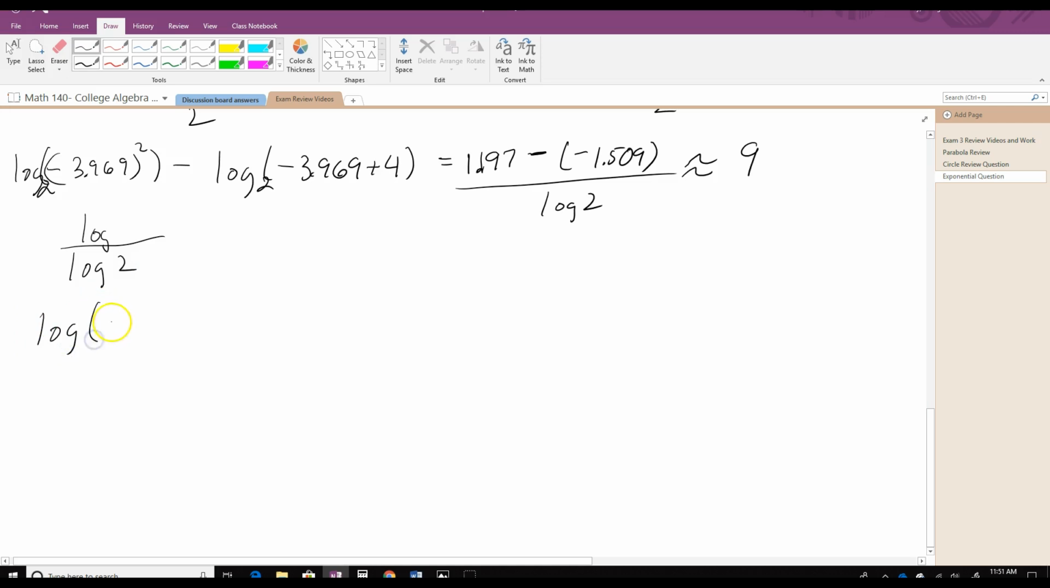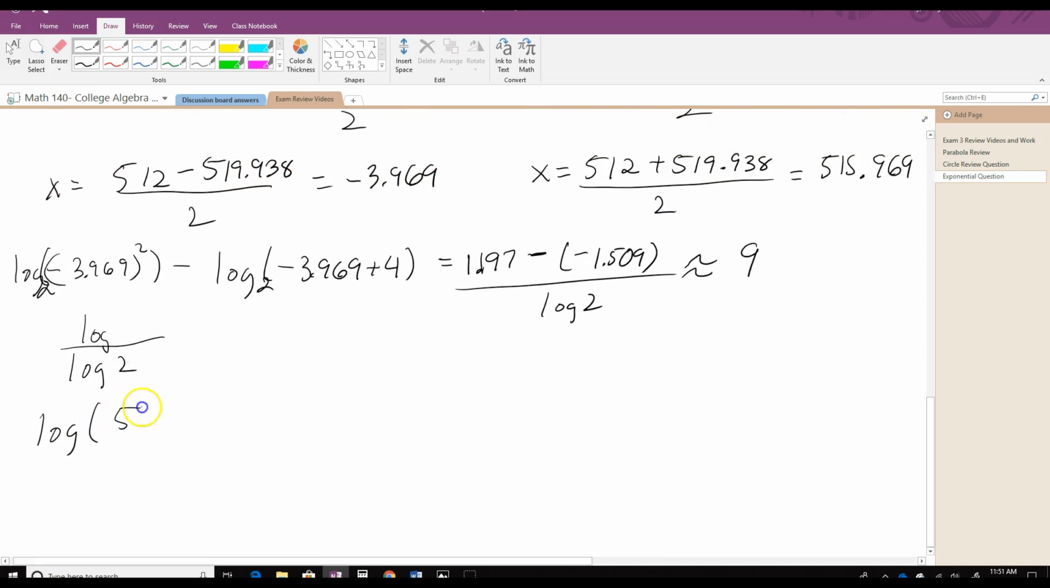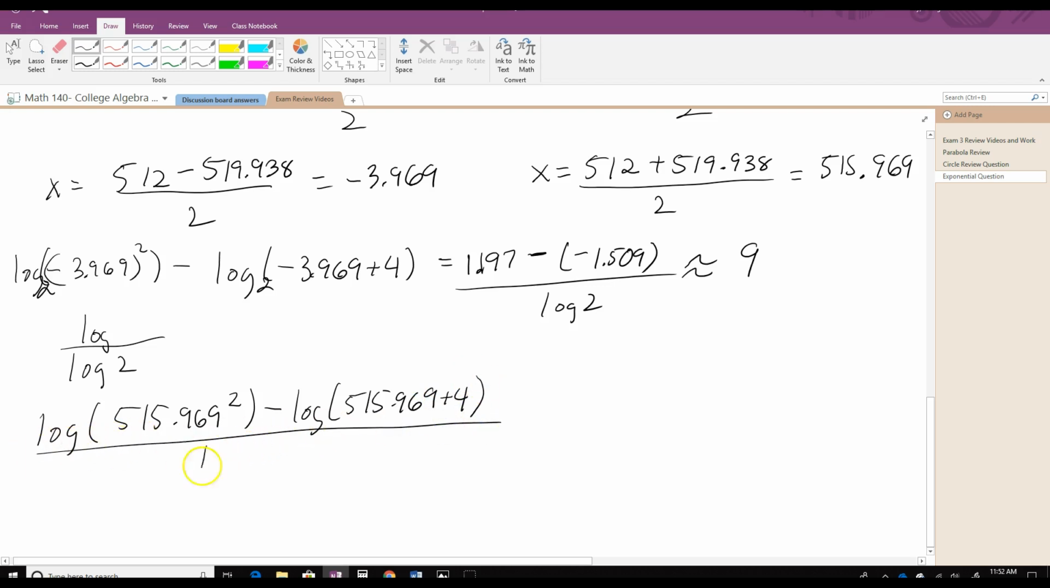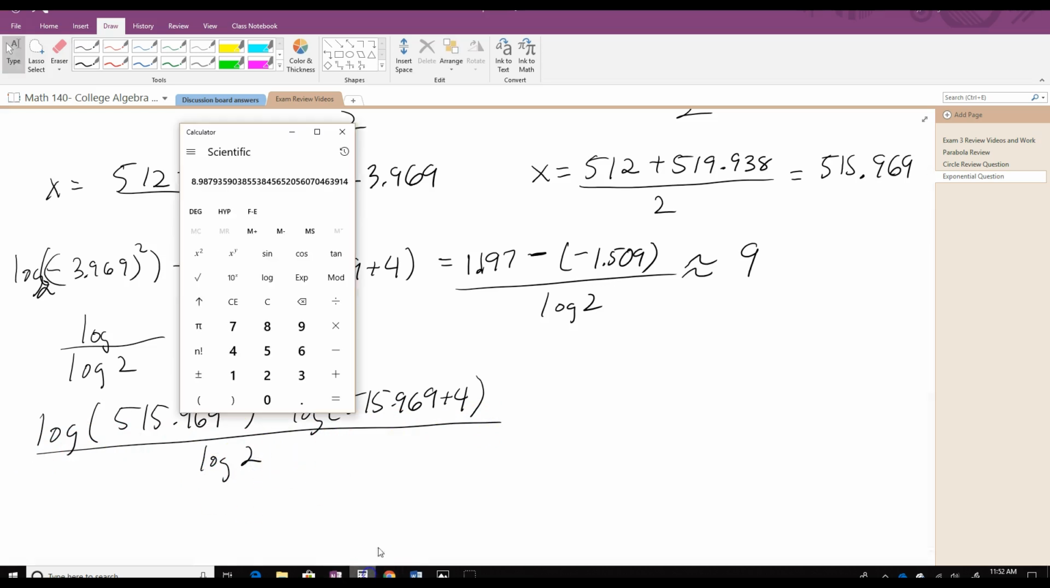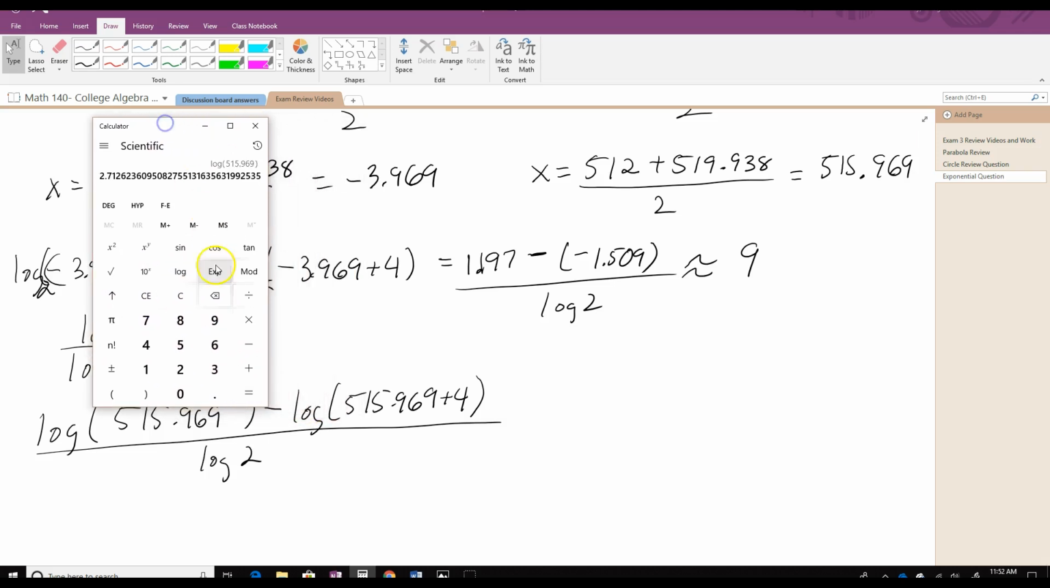So now I'm going to take log of, in the next case, this is going to be 515.969, okay, squared minus log of 515.969 plus 4, okay, and then I'm going to divide that through by log base 2. So I'm going to take 515.969, take the log of that, and then we're going to subtract from that 519.969 logarithm. That's going to end up equaling that.